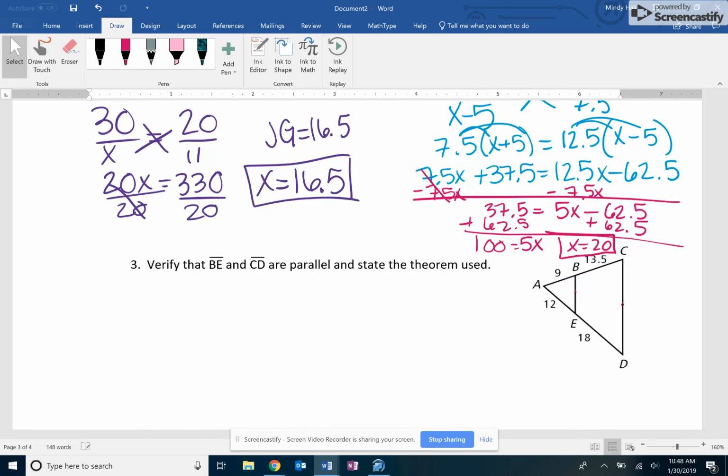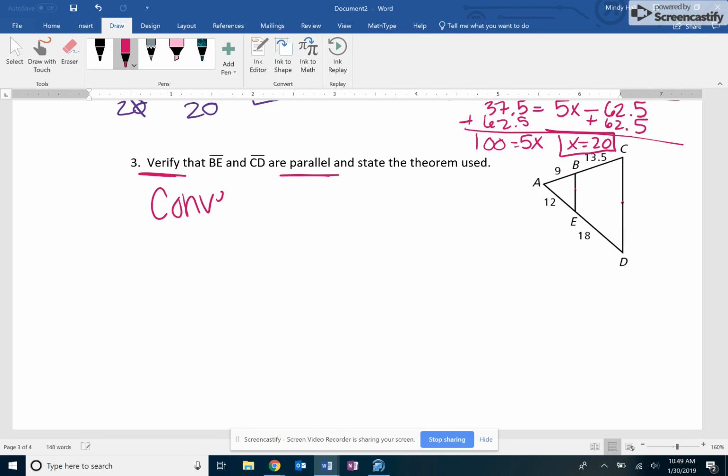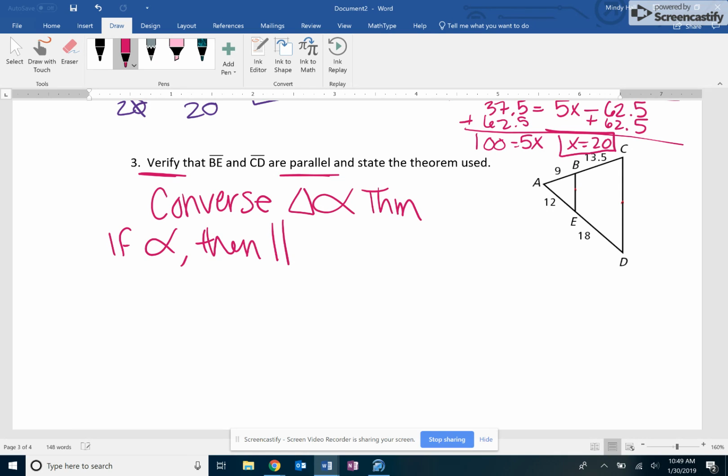Last but not least, we just need to verify that BE and CD are parallel. So your keyword is that we are verifying they are parallel. So the theorem that we're going to have to use is the converse triangle proportionality theorem. If you are trying to prove that the lines are parallel, you'll be using this converse. So we're saying with the converse, if they're proportional, then they'll be parallel. So we have to see if it's proportional, then it's going to be parallel. So we set up our proportion.